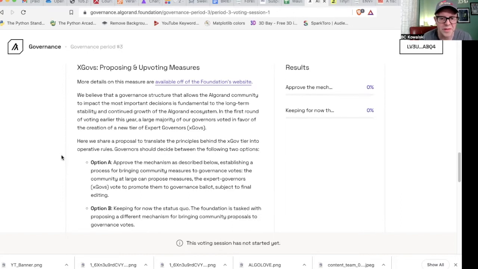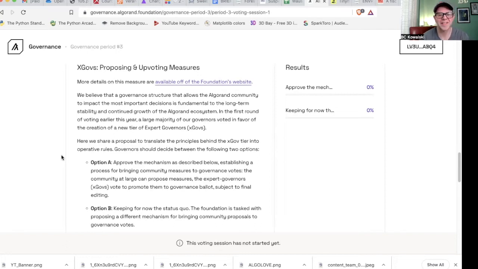Governors should decide between the following two options: approve the mechanism as described below, establishing a process for bringing community measures to governance votes. The community at large can propose measures. The XGovs vote to promote them to the governance ballot, subject to final editing. Or, you know, don't do that, basically.